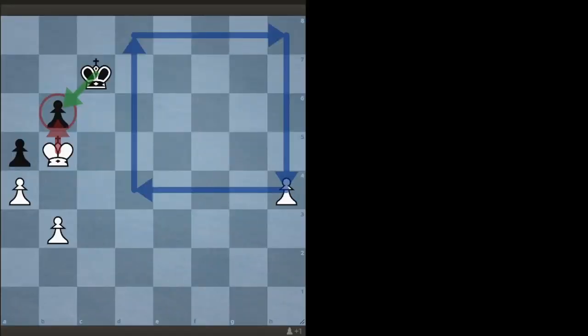And the time for the summary. And now let's get into a few of the points that may be really important for you to understand why the outside passed pawn is that important and what to do with it.